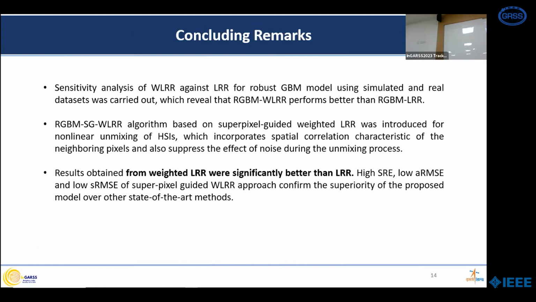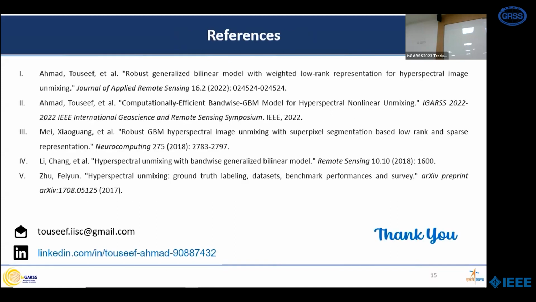Then we have introduced this algorithm, superpixel guided weighted low rank constraint, which introduced nonlinear mixing and incorporates the spatial correlation characteristic of the neighboring pixels, and also suppresses the effect of noise during the mixing process. Weighted LRR was significantly better than the LRR method, and we have seen higher SRE, lower abundance RMSE, and source RMSE for the superpixel guided approach, which confirms the superiority of the model as compared to other methods. These are the references. Thank you so much.